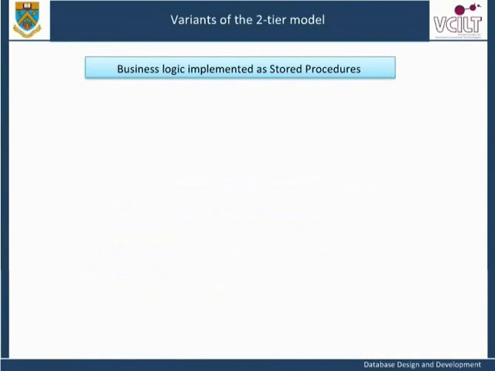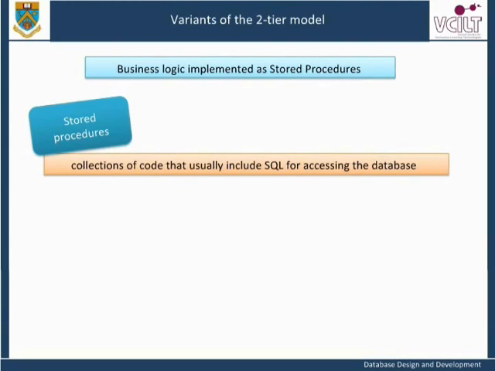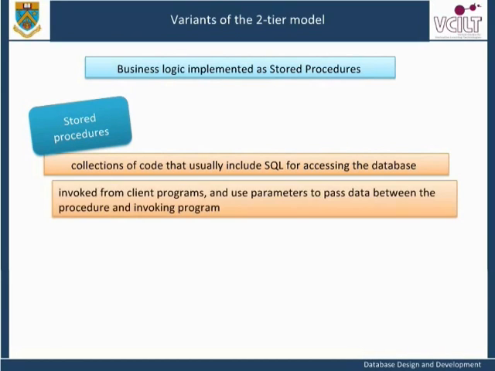Business logic implemented as stored procedures. The main mechanism for placing business logic on a server is known as stored procedures. Stored procedures are collections of code that usually include SQL for accessing the database. Stored procedures are invoked from client programs and use parameters to pass data between the procedure and invoking program. If we choose to place all the business logic in stored procedures on the server, we reduce network traffic, as intermediate SQL results do not have to be returned to client machines.